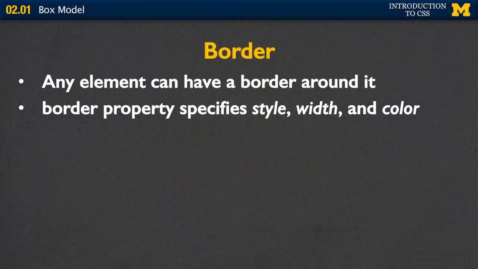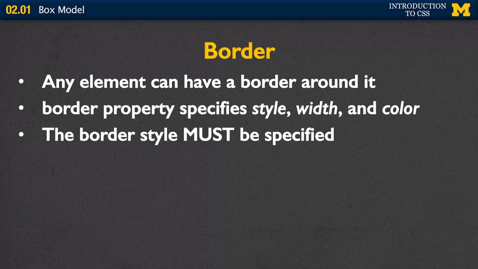So any element can have a border around it, whether it's inline or block or inline block. Those border properties specify what style border you want, what width of border, and what color. They're pretty straightforward. The border style is the only one that must be specified. If you don't specify a color or a width, no problem. It'll default to black and probably 1 pixel. But you have to decide what kind of style you want.